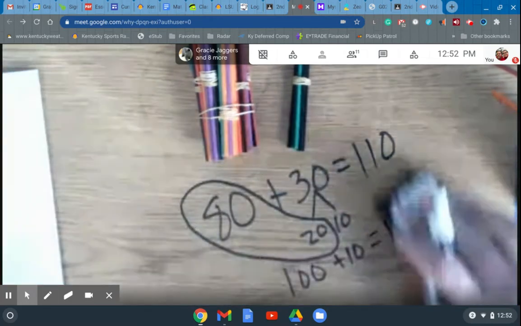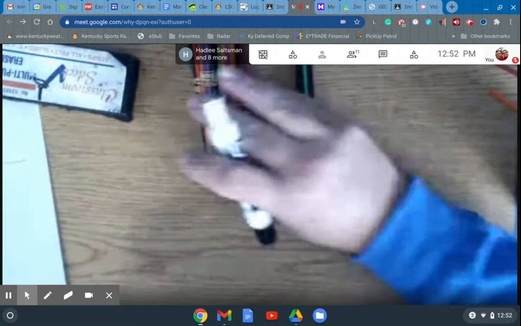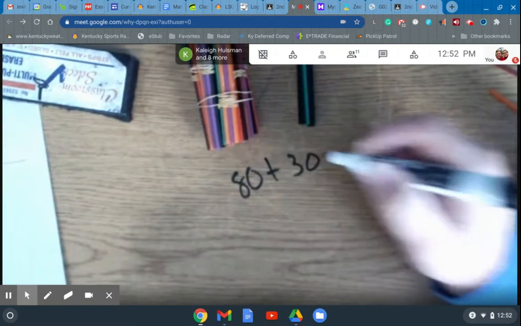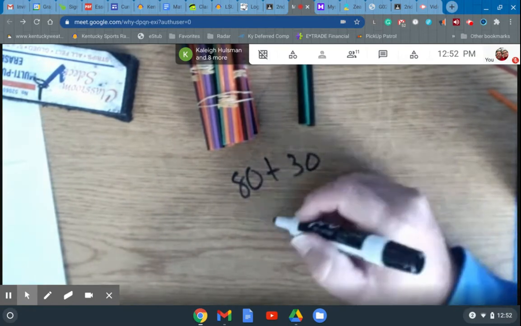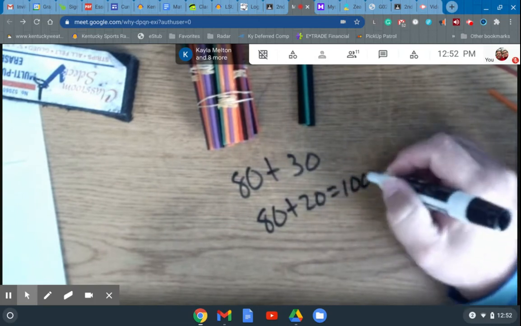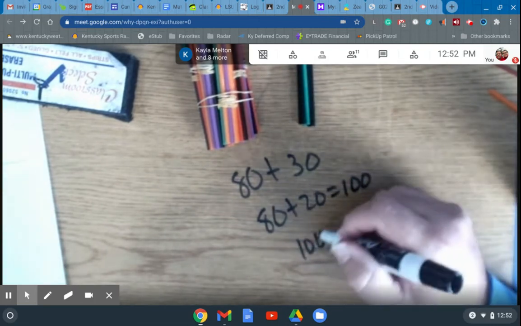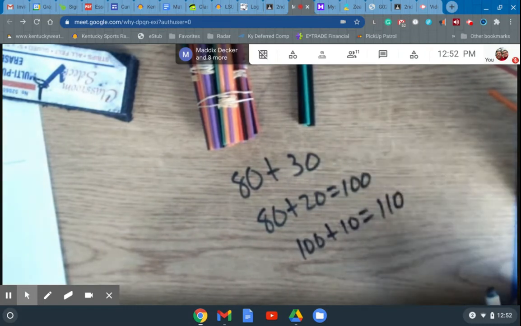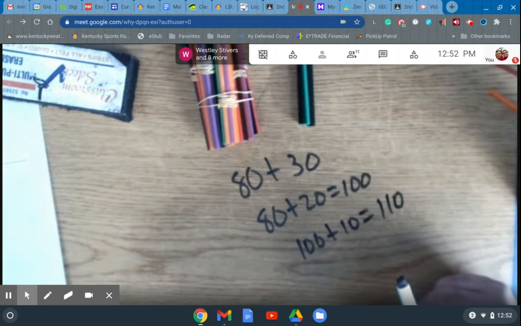So in other words, I am going to write it just a little bit littler so everybody can see it. We started with 80 plus 30. Okay, but we really did 80 plus 20 equals 100. And then we did 100 plus 10 equals 110. Okay, that's what it would look like if I wanted you to write it in numbers.